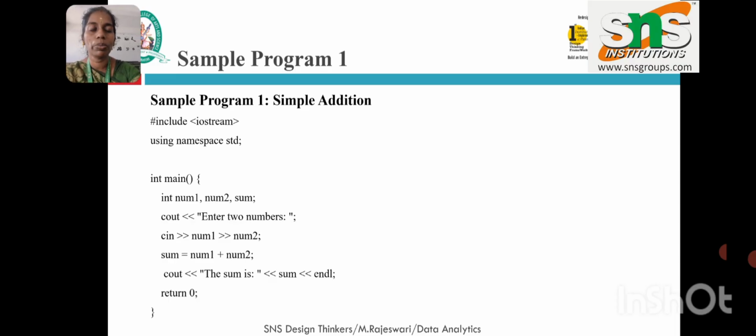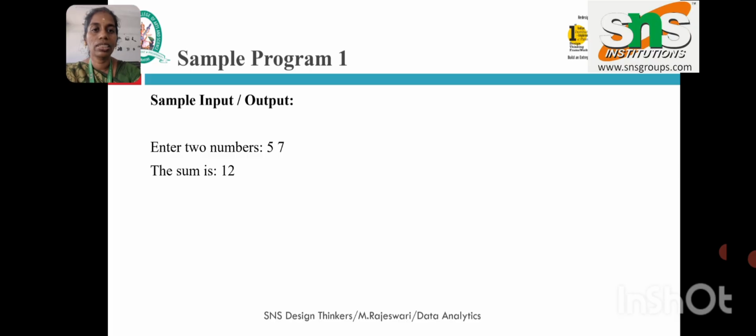At the end of the program we have to return the 0 value, for getting the empty value. So the output of the program will be like this. It will show enter two numbers and a colon will be displayed. After that we have to give two numbers. I have given 5 and 7. It will take 5 as num1 and 7 as num2. Then it will add the two numbers and the result will be stored in the third variable called sum. So it will display the output as the sum is 12. That's all about this program.